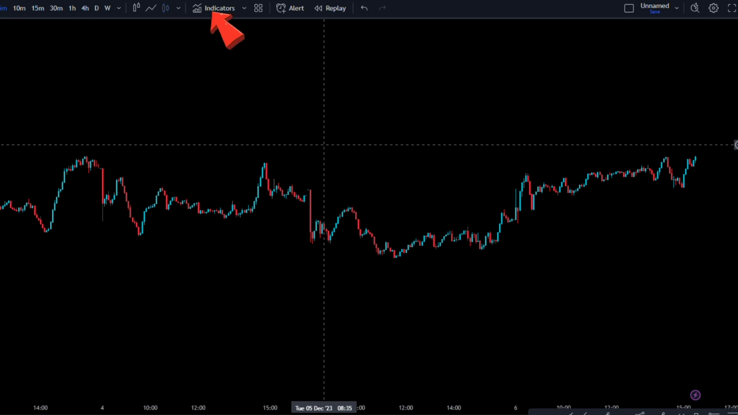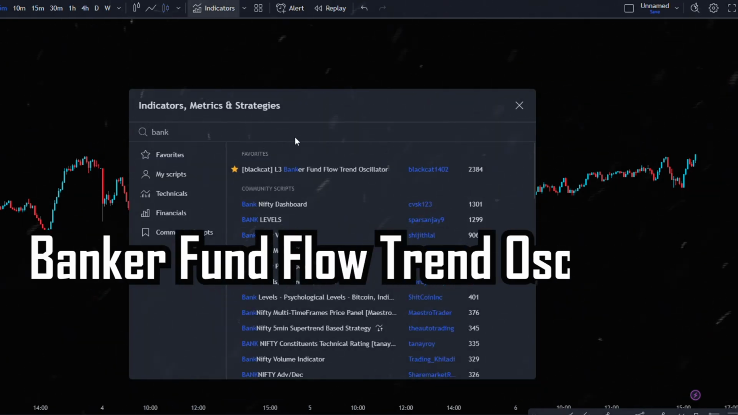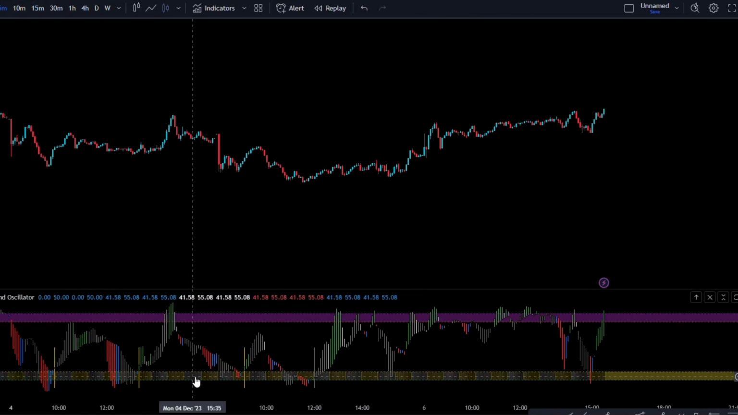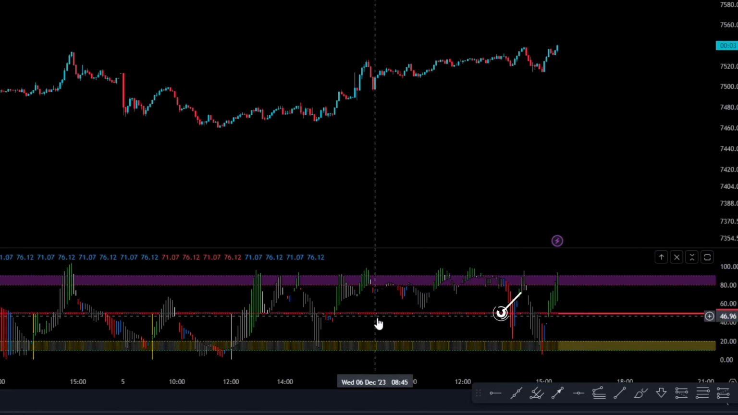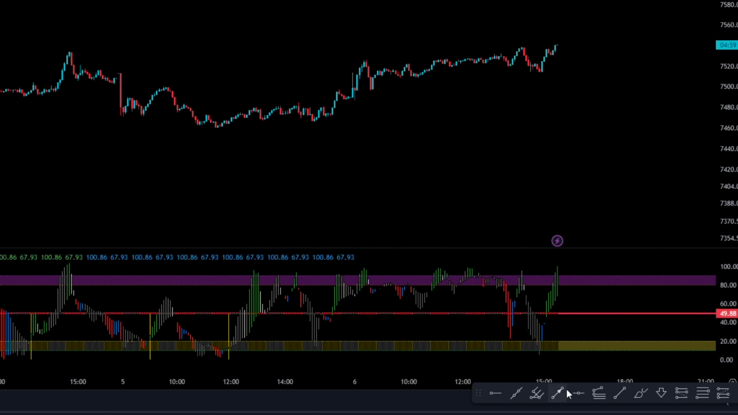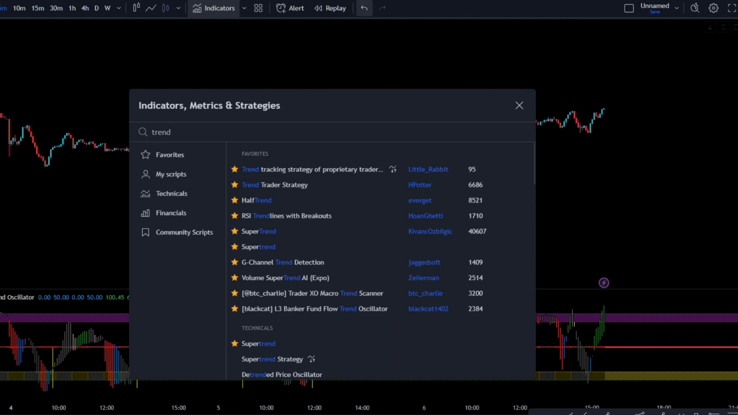So head on over to the indicators tab, and for the first indicator we're going to need the banker fund flow trend oscillator by Black Cat. Now once loaded, we need to draw a horizontal line at the 50 level, and when we're above the 50 level we're going to be looking for longs, and when we're below the 50 level we're going to be looking for shorts.